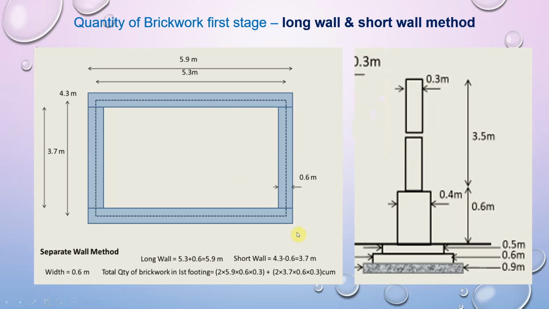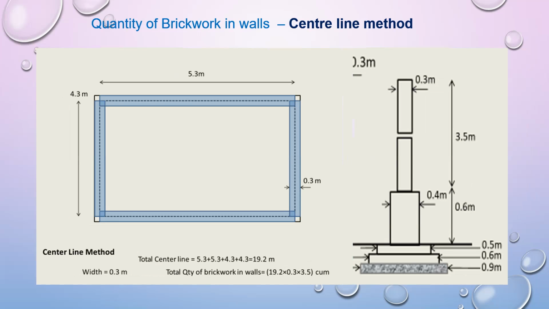Similarly, the quantity of brickwork in the first stage footing can be found out by the long wall and short wall method. Again, it is similar to the previous cases. Horizontal walls are long walls, whereas vertical walls in between the long walls are short walls. Find the individual lengths of long walls and short walls, add them together, and then multiply by their width and height. Adding them, you will get the total quantity of brickwork in the first stage of footing.